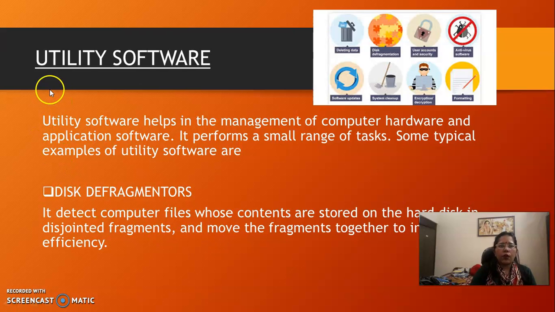Next topic is utility software. Utility software is also known as service programs. It is used to support the computer infrastructure. Some typical examples of utility software programs are disk fragmenter.